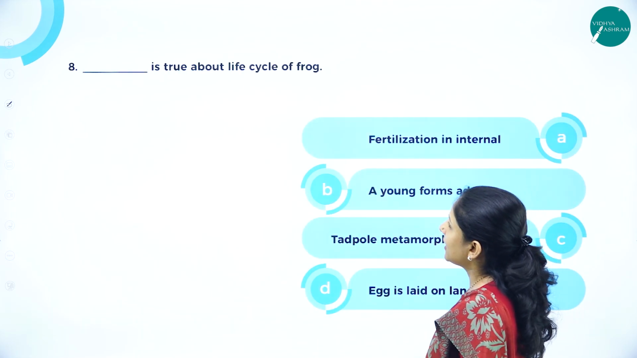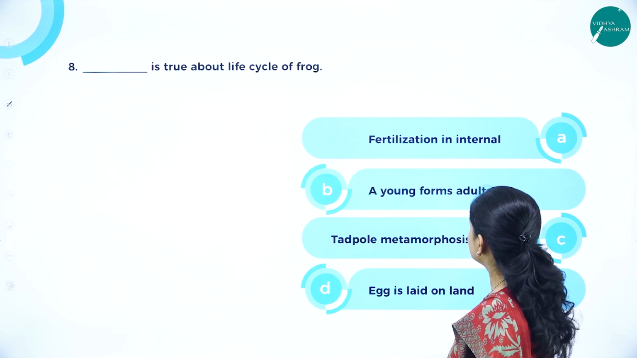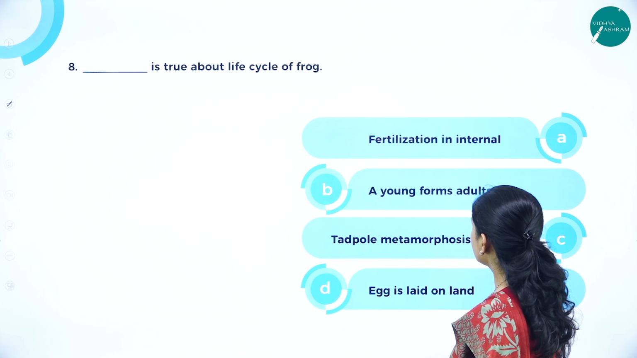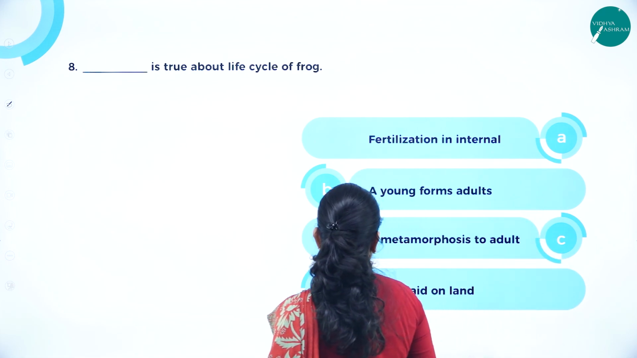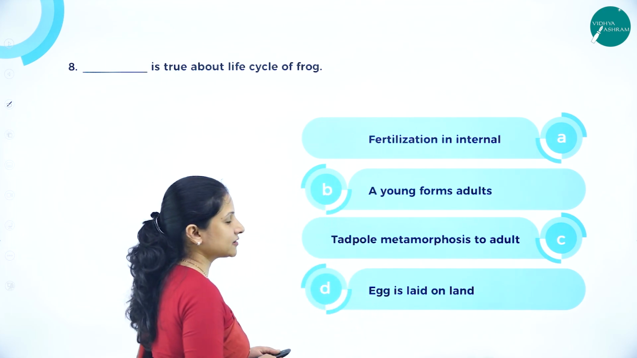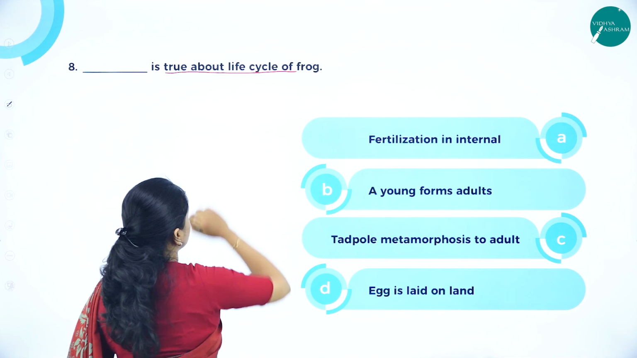Next question. Dash is true about life cycle of frog. Fertilization is internal. A young forms adults. Tadpole metamorphosized to adult. Egg is laid on land. What are we supposed to find out? Which is true about life cycle of frog.